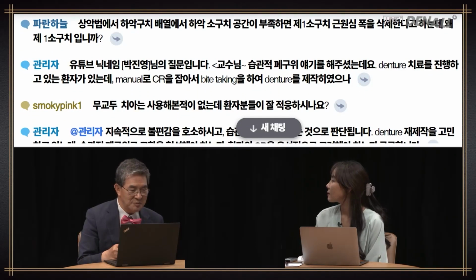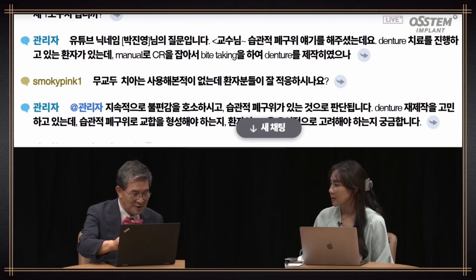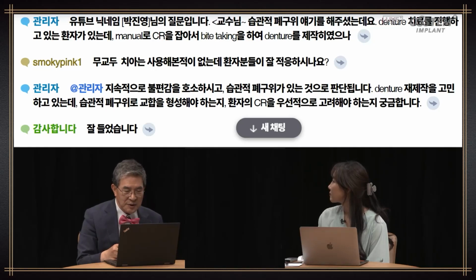Next, the 파란 하늘 question. In the maxillary approach, in arranging posterior lower teeth, when the space is lacking, the first premolar is reduced mesiodistally. Why the first premolar? Because it has the least function.